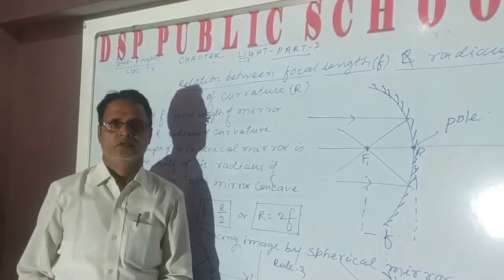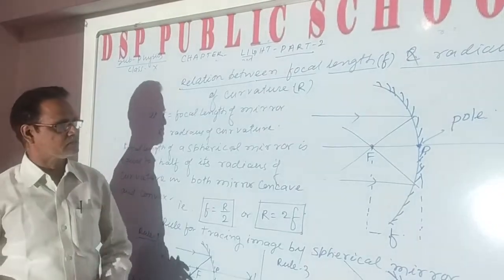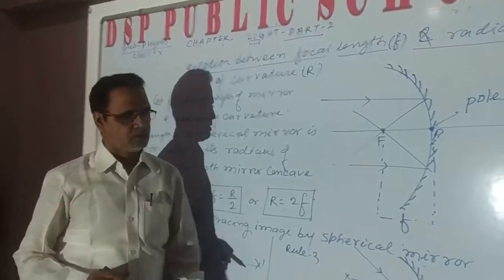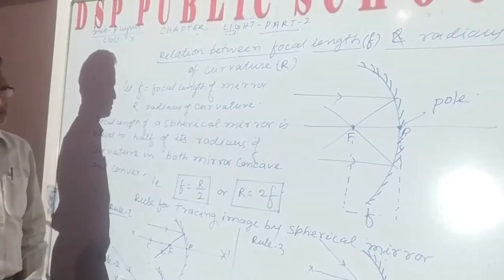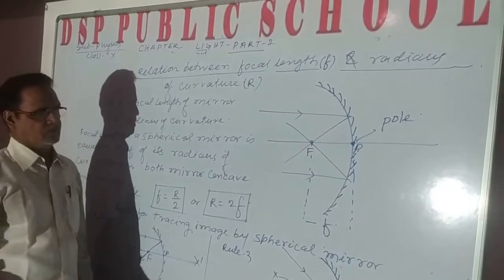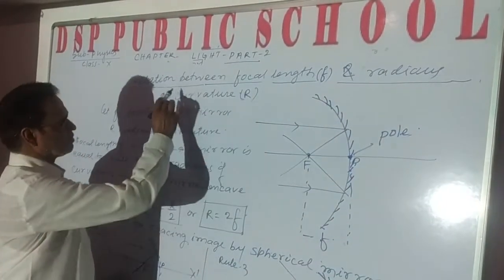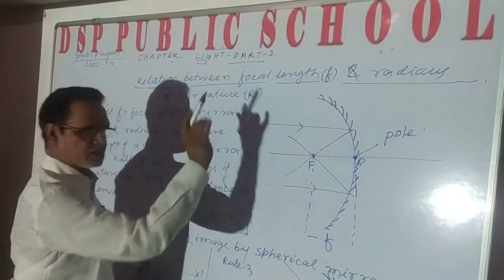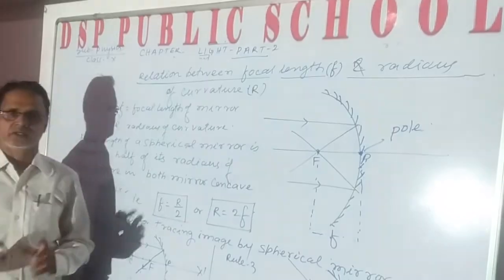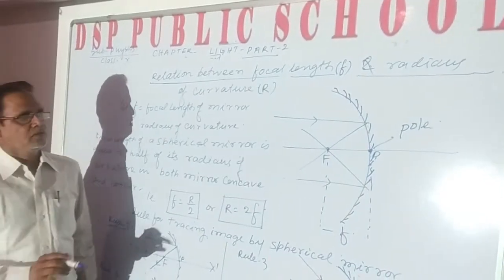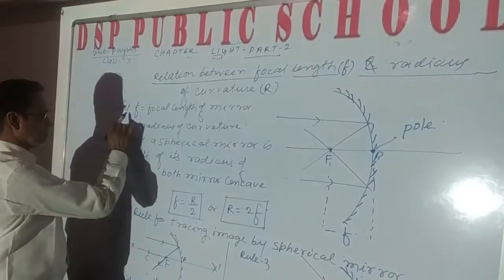Okay, dear students, you have read the radius of curvature and focal length. तो रेडियस ऑफ कर्वेचर और फोकल लेंथ दोनों के बीच रिलेशन क्या होता है? What is the relation between focal length and radius of curvature?